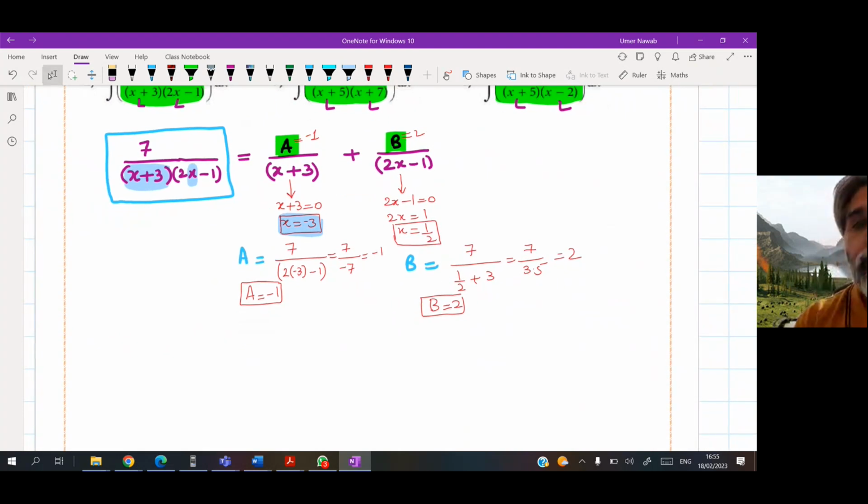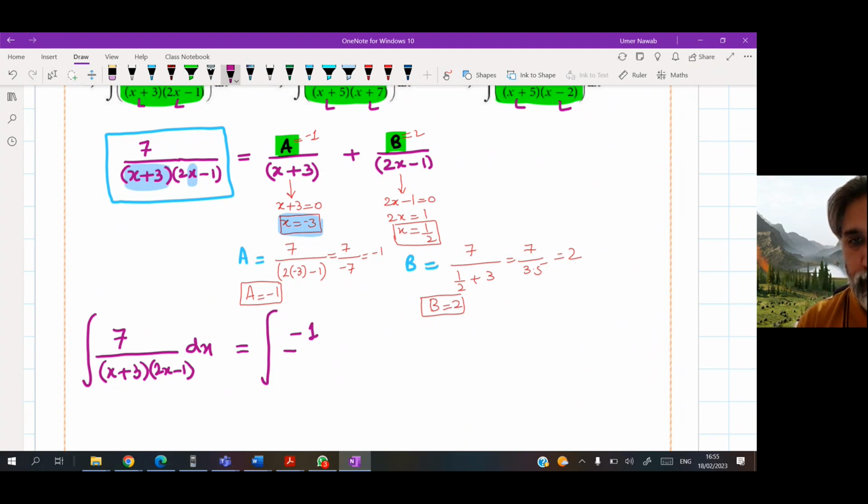Now I'm ready to do the integration of 7 over x plus 3 and 2x minus 1 dx. This is the integration of minus 1 over x plus 3 plus 2 over 2x minus 1. Now the same method you will apply. Yes, Ahmed.